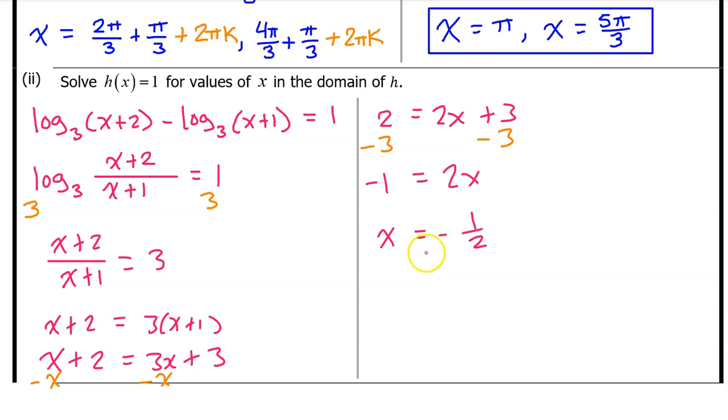We must be careful with logarithms to check for extraneous solutions. You cannot take the log of a negative number or even 0. So we must make sure that plugging negative 1/2 in for x does not give us a negative number or 0 inside of any logarithm. Plugging negative 1/2 in right here leaves us with positive 1.5. That's fine. Plugging negative 1/2 in right here leaves us with positive 1/2. So this is the solution to A part 2.